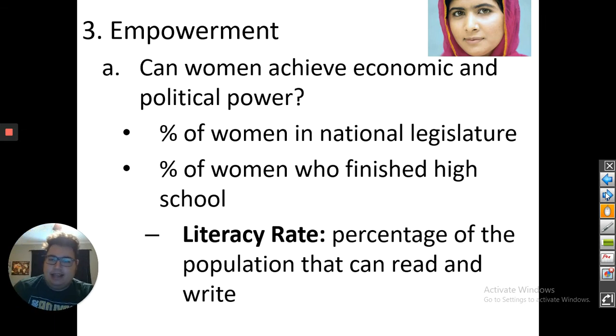And so, empowerment. Can women achieve economic and political power? For that, you look at the percentage of women in legislature or executive, the percentage of women who finished high school, just regular plain high school, and also literacy rate. What's the percentage of people who can read and write? This is kind of hard, because every country's literacy rate is very different. Some countries have a high literacy rate, but compared to ours, it's lower. They would be considered illiterate in our country, but not in another country. So empowerment is looking at how women can achieve economically and politically.